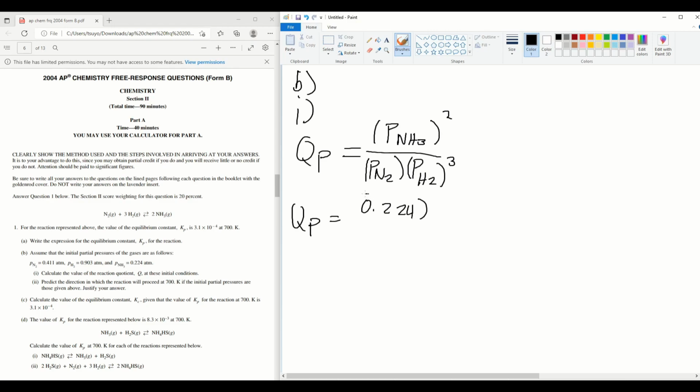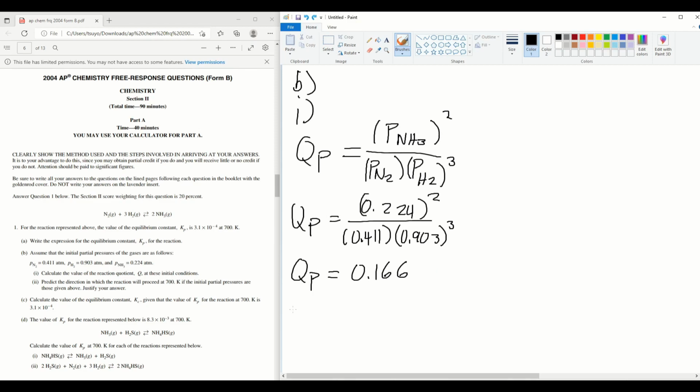0.224 squared divided by 0.411 times 0.903 cubed. And you can go plug this into your calculator, and you should get QP is equal to 0.166. Remember to use 3 sig figs because all of these numbers have 3 sig figs in them. So we're not done yet.